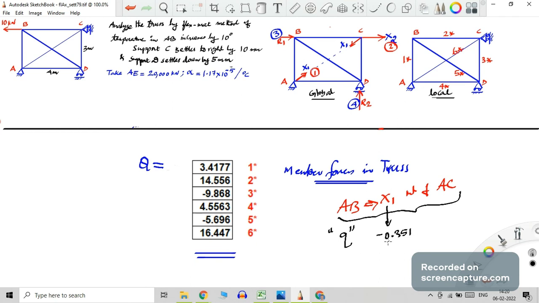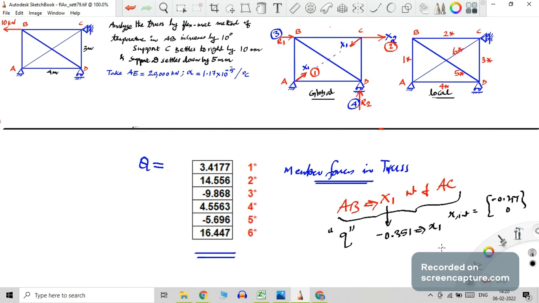0.351 L alpha T will be directly taken in X1 coordinate, that is in X in E. So your X in E due to temperature will be converted to minus 0.351 directly and 0. Second, there is nothing. Second is a support. So that is a change. If you select AB as redundant, you can try those variations also and check with the answer.